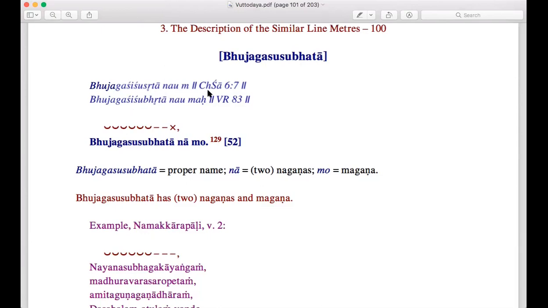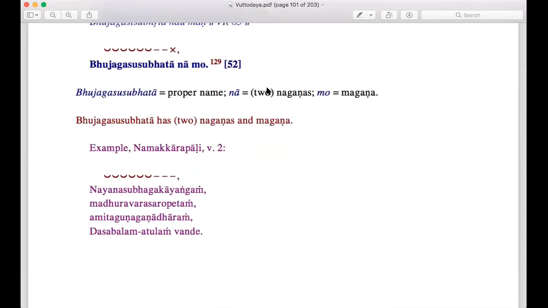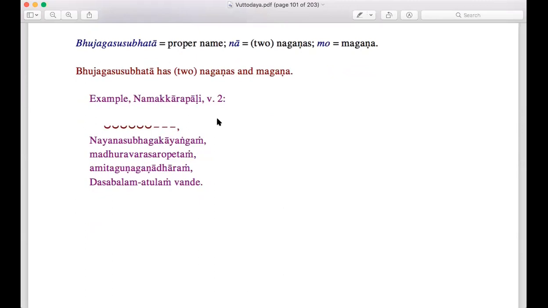In Chanda Shastra it is Bhujaga Shishu Srata, with Sra. But in Vuttaratnakara it is Bhujaga Shishu Brata. So both should be correct, right? According to Chanda Shastra it should be Bhujaga Susu Sata, and according to Vuttaratnakara it is Bhujaga Susu Bhata. If there are 2 na groups and 1 ma group, na mo, you see here also plural is used, then it is named as Bhujaga Susu Bhata. Bhujaga Susu Bhata has 2 naganas and 1 magana.